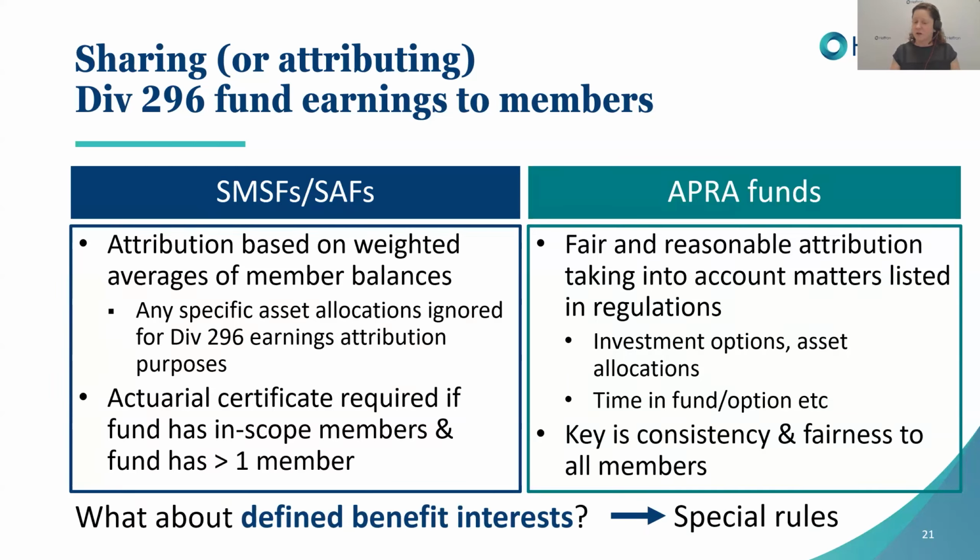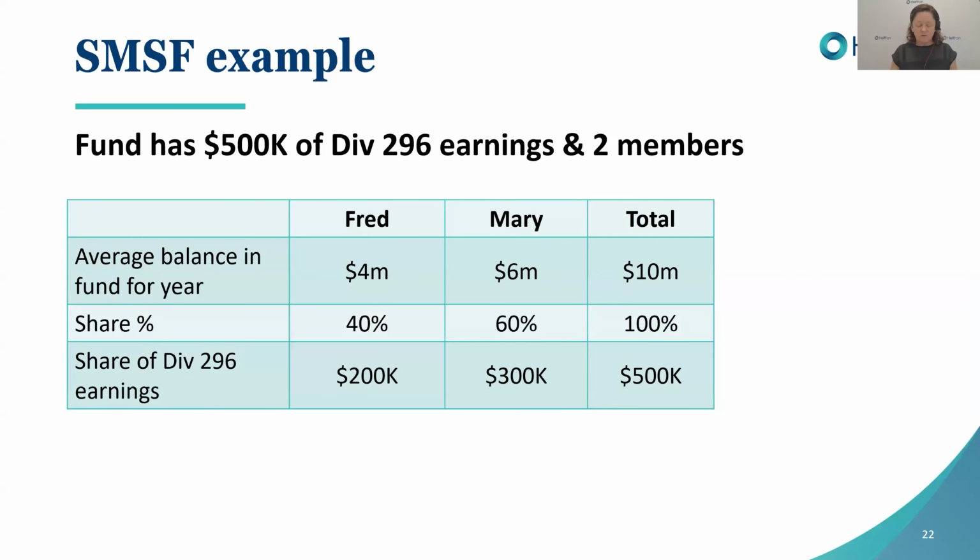Again, defined benefit interests, we do those in quite a different way, so we're not going to cover those today. So if we just have a bit of an example of a self-managed superannuation fund, let's say it is Fred and Mary. So we've worked out the average balance of this fund for the year was $10 million, and $4 million of it belonged to Fred, and $6 million of it belonged to Mary.